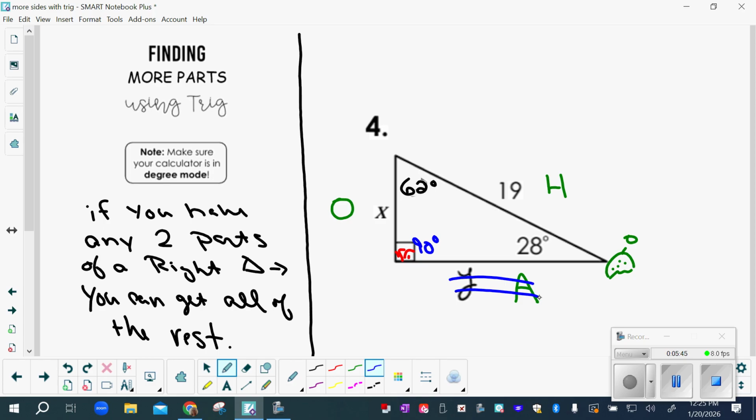SOHCAHTOA. What did I say just to do? Write it with your pen on the top of your desk. There you go. Okay, so here we go.